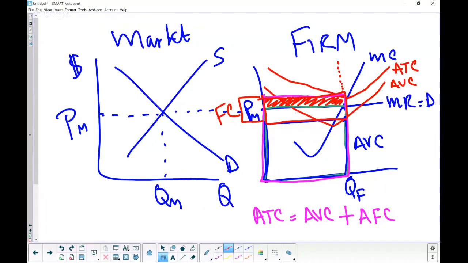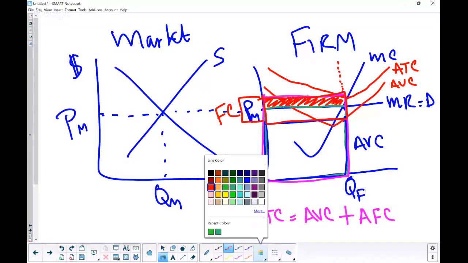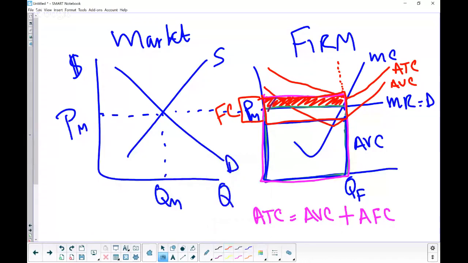Now, why wouldn't this firm shut down though? Because they're operating at a loss. Well, if we decided to shut down, this whole thing is our loss, because our fixed costs we have to pay regardless if we're producing or not. So we have lost all of this if we decide to shut down. But because we're smart, we decide to stay open, and now this is our loss. Notice how much smaller that is. It's because we paid some of our fixed costs off, but not all of them.